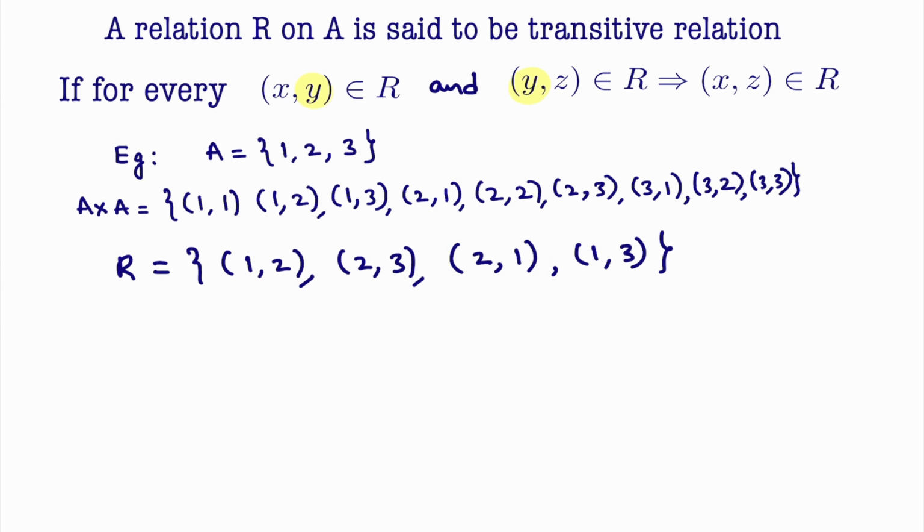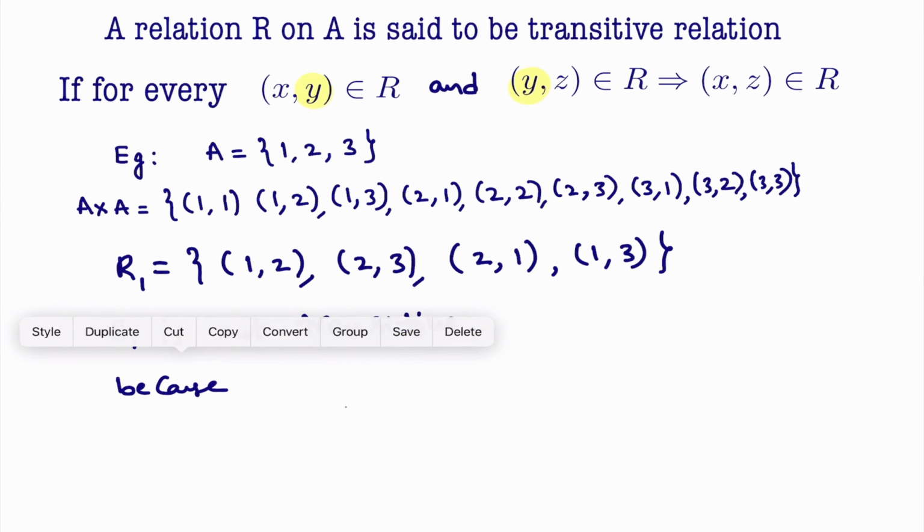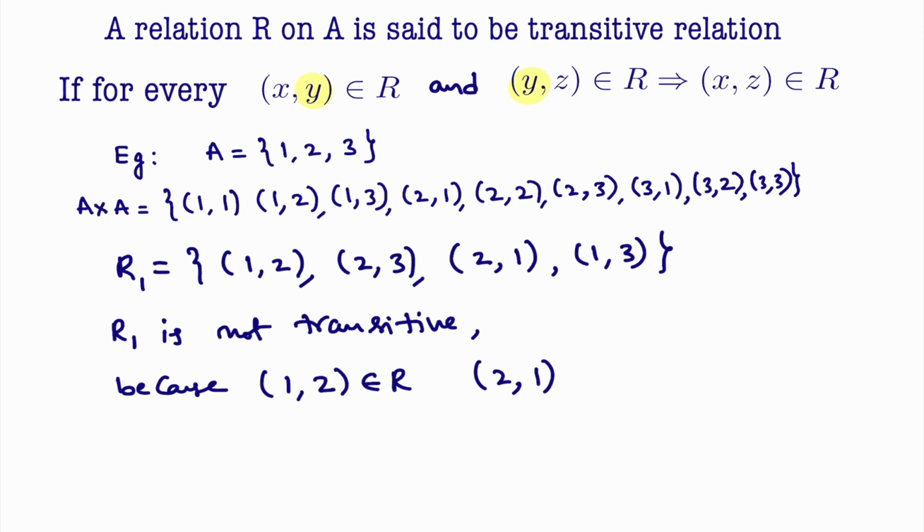So, what we say finally, I'll name it as R1. R1 is not transitive. What is the reason? Because (1, 2) belongs to R, (2, 1) belongs to R, but (1, 1) does not belong to this relation. (1, 2) is there, (2, 1) is there, but (1, 1) is not in this relation.